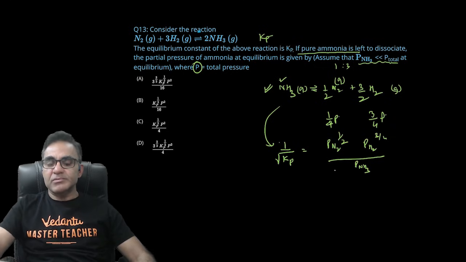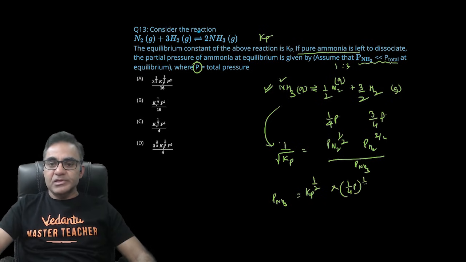Alright, I need to calculate partial pressure of ammonia. तो partial pressure of ammonia हो गया Kp raised to the power half. Partial pressure of nitrogen है 1 by 4 into P raised to the power half. And hydrogen का partial pressure है 3 by 4 P raised to the power 3 by 2.